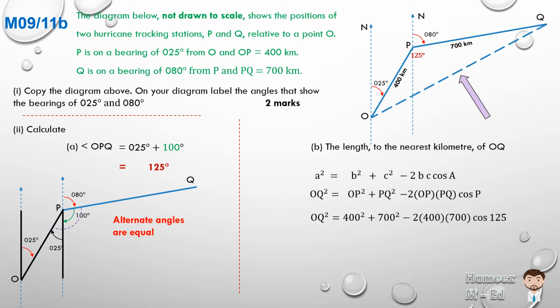Let's substitute that into our calculator, and it will give us 971,216. That's OQ squared. So if we want OQ, we carry the square across, we'll get square root, and OQ is equal to 985.5 kilometers.